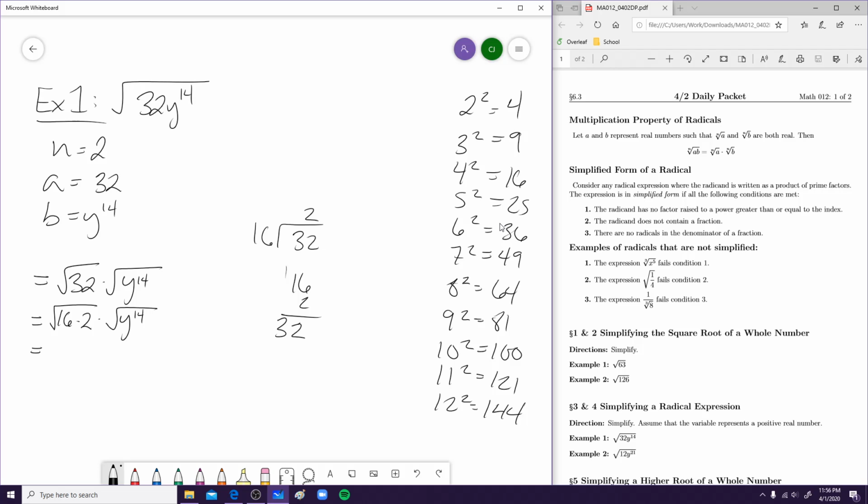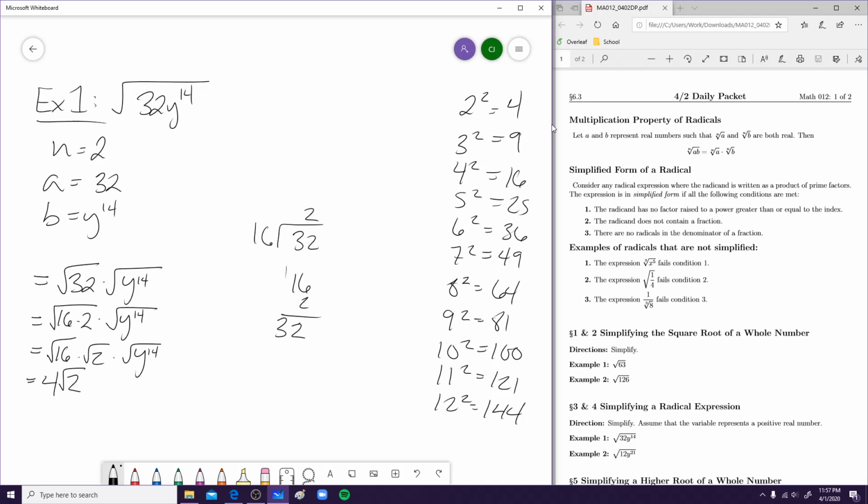So for the square root of 16 times 2, I'm going to apply the multiplication property again. I can rewrite that as the square root of 16 times the square root of 2, and then bring down the square root of y to the 14th. What is the square root of 16? It is 4, because 4 squared is equal to 16. When I look at 2, if you're unsure whether we can simplify this anymore, let's look. We want to find a perfect square that is less than 2, but there is none except for 1 and 0, and those don't count in our case. So this is just the square root of 2.